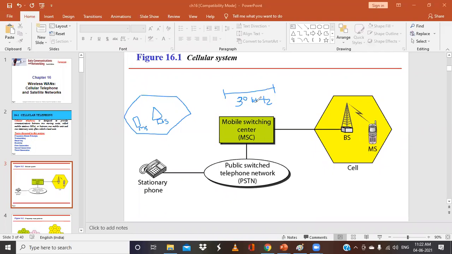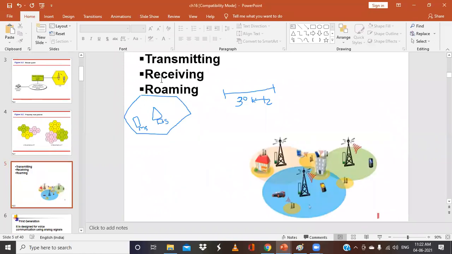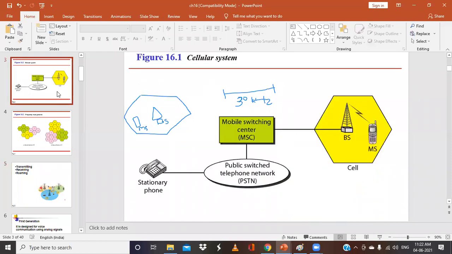Now we'll be discussing in detail the important terms that we call transmitting, receiving, and roaming. What will happen in case of transmitting, receiving, and roaming, that we will be discussing now. So to place a call, whenever you want to connect to another stationary phone or to another mobile station, what is your first task?